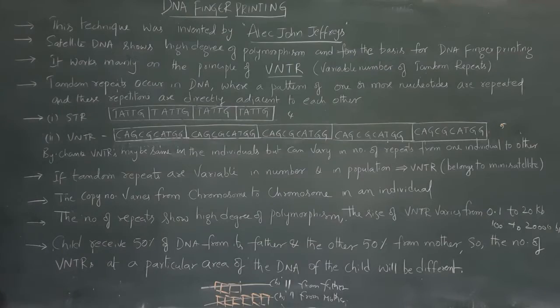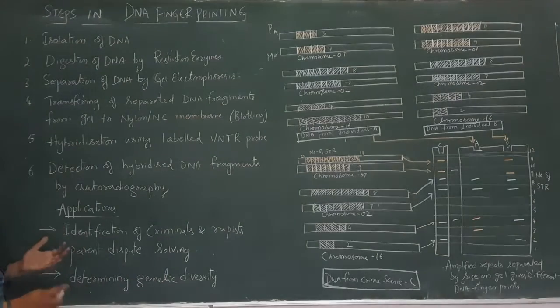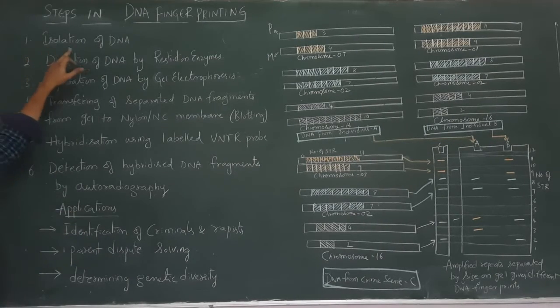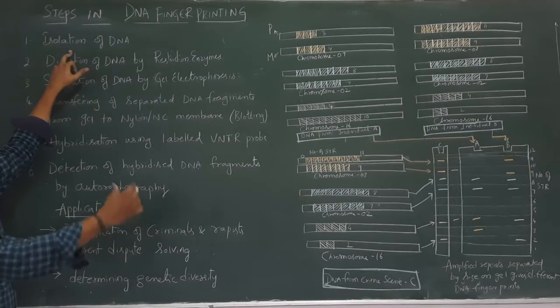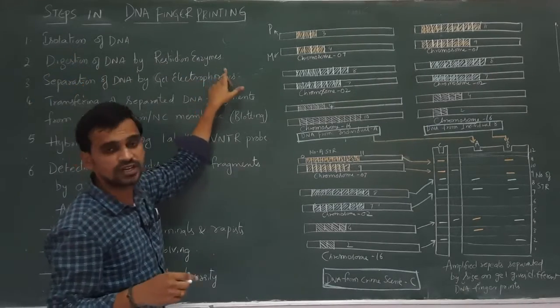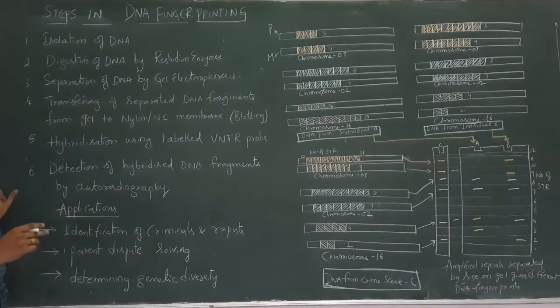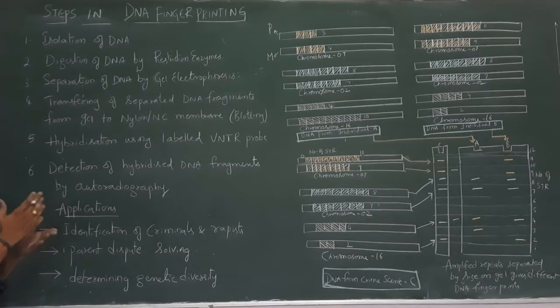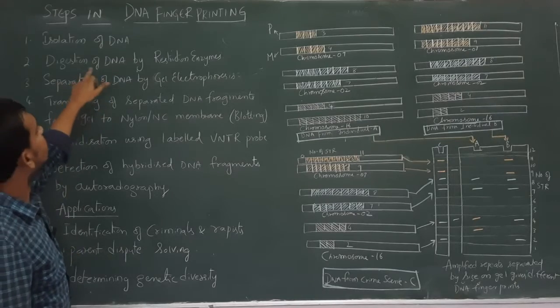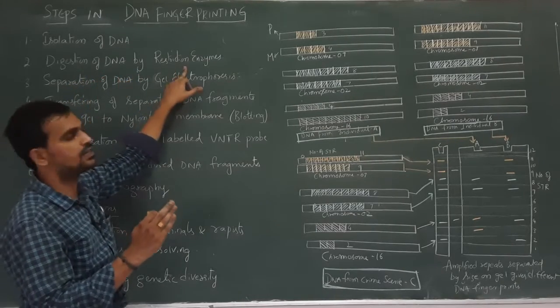Now coming to the steps involved in DNA fingerprinting. How can DNA fingerprinting be done? There are different steps. The first one is isolation of DNA, that is, DNA should be separated from the cells. Next, digestion of DNA by restriction enzymes. Restriction endonucleases are a special type of enzymes which can cut the DNA at specific positions. These restriction enzymes we will discuss in detail in biotechnology. So, digestion of DNA, that is breakdown of DNA by using restriction enzymes.